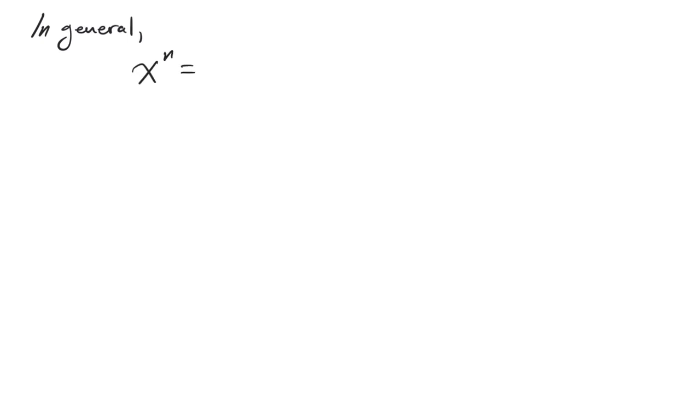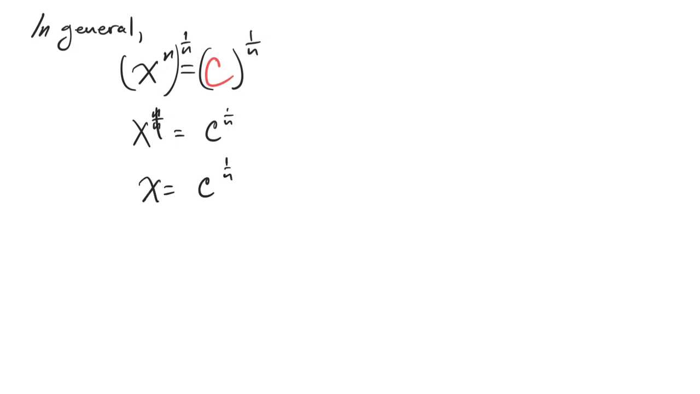So in general, let's say we have some variable raised to the nth power, and it equals some number. Well, in order to solve, we need to raise both sides to the 1 over n. Because of the power rule, this becomes x to the n over n, and that equals c to the 1 over n. What's n over n? That's 1, so it gives me x equals c to the 1 over n.